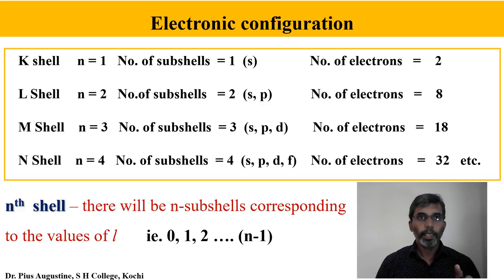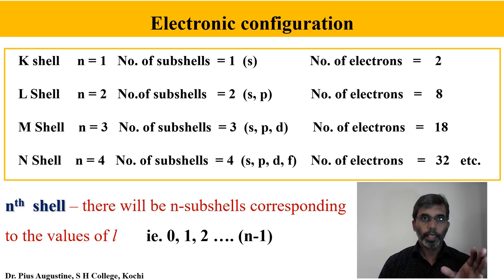So for M shell, principal quantum number n is equal to 3. Then l is equal to 0, 1 and 2. And ml for l equal to 0 is 0. For l equal to 1, ml can have values minus 1, 0 and plus 1. And for l equal to 2, ml can have values minus 2, minus 1, 0, plus 1 and plus 2. For each of the ml values, there will be 2 quantum states corresponding to ms plus half and ms minus half, which make a total of 18 quantum states or electrons.